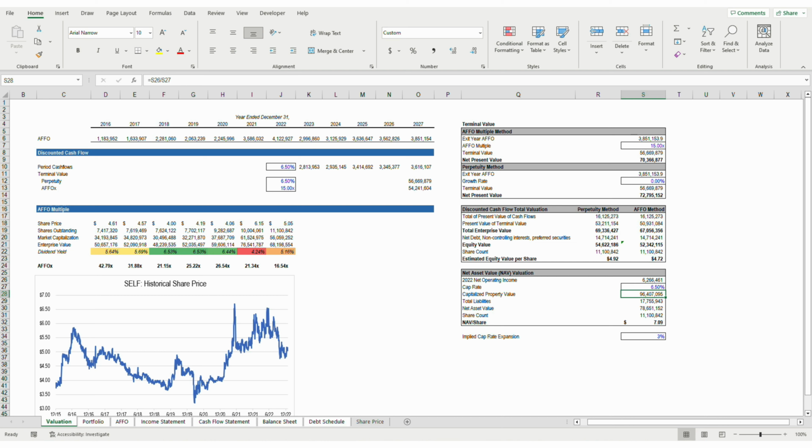I also valued the firm with a net asset value, or the capitalized property less total liabilities. I capped NOI at 6.5%, which I believe is conservative but in line with the company's historical dividend yields. As you can see, the NAV per share is calculated as $7.09, meaning that we could buy Self at a steep discount to net asset value.